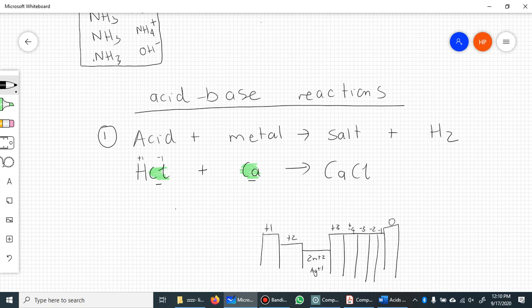Okay, so if you look at this, calcium is in group 2, so calcium has a charge of +2. Chlorine is in group 7, so it's a charge of -1. If we cross multiply that, it gives me CaCl2, and then plus hydrogen.